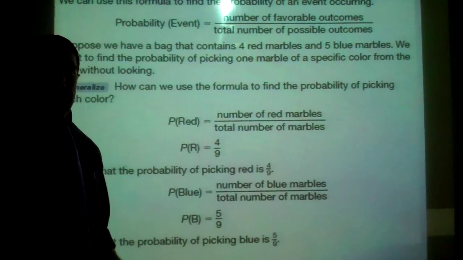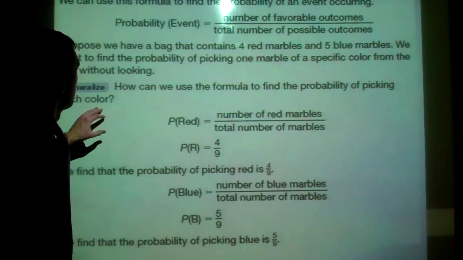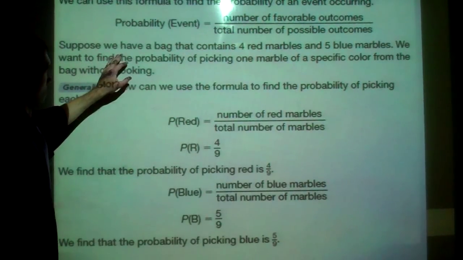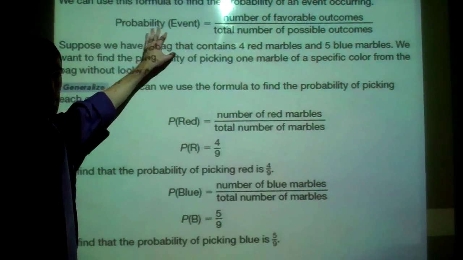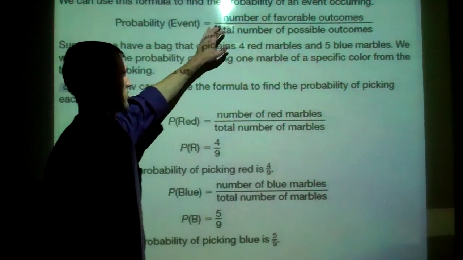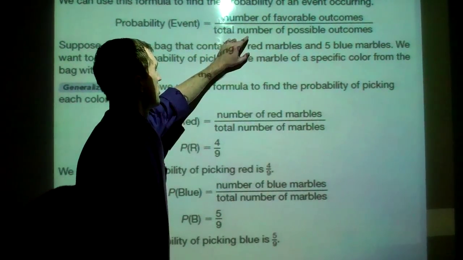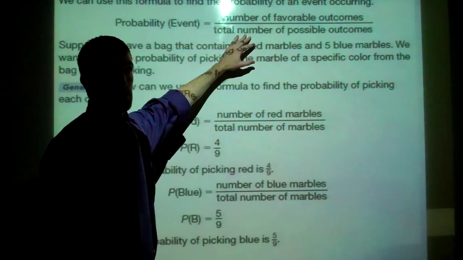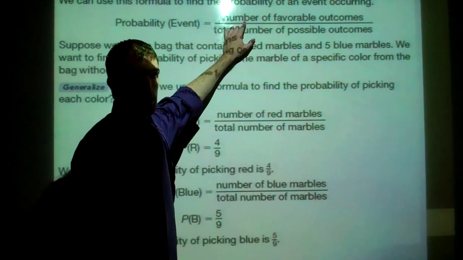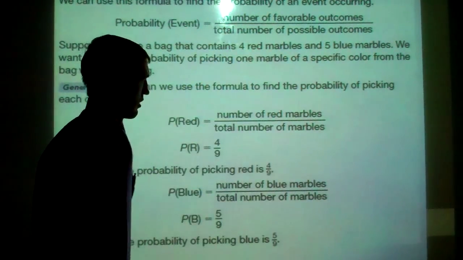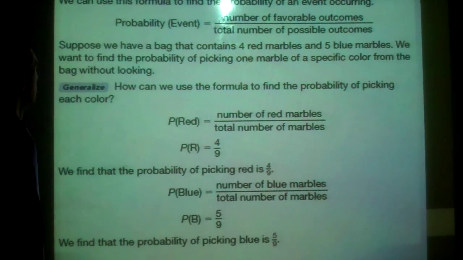This is how we write basic probability statements. For instance, let's look at this first. We have the probability of an event happening equals the number of favorable outcomes over the total number of possible outcomes. So total, and what is observed or what we're looking at basically. So we'll do an example here.